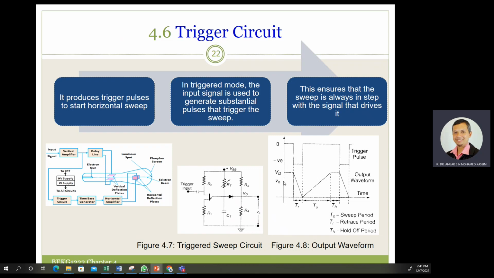From the trigger pulse, for example the trigger pulse here, the output waveform will be captured, and we can see there is a sweep period for the trigger pulse, and also a retrace period and a hold-off period that are displayed based on the output waveform.